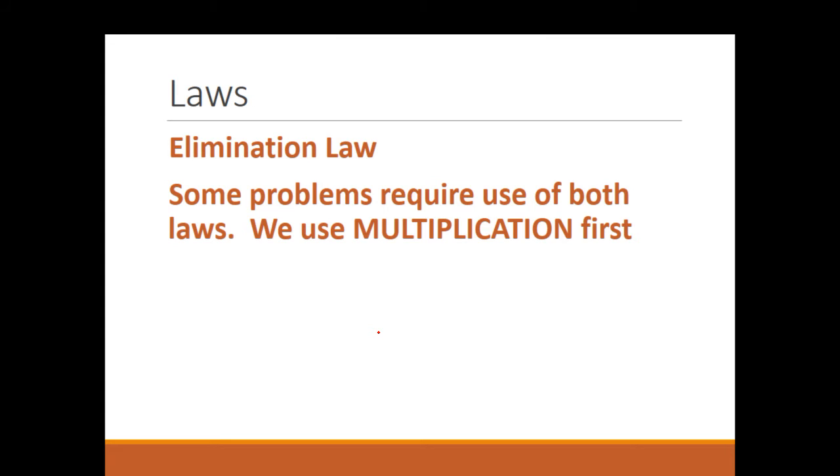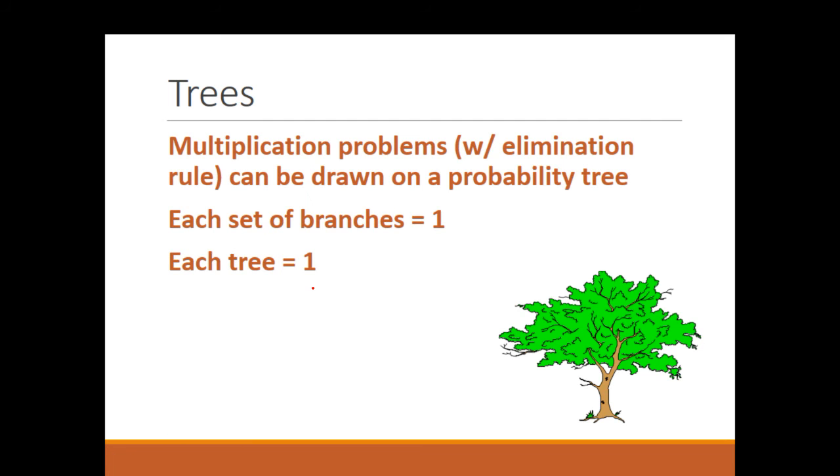There's also a law that we call the Elimination Law. It doesn't make any sense to call that, but that's what we call it. And that just is math. It just says if we have to use both laws to solve a problem, you do the multiplication rule first. It's just like algebra. It's a simple rule of algebra. What's that mean? Well, the answer is that we show these multiplication problems on what's called a probability tree.